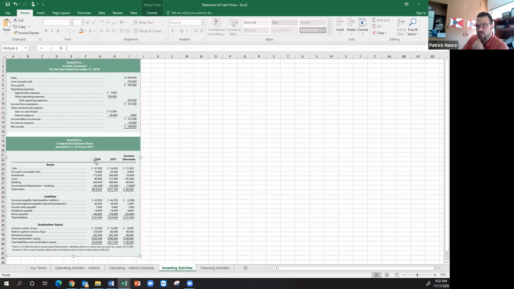So this is Rundle Incorporated. We use this for all the operating, investing, and financing. So when we look at long-term fixed assets, we start kind of here with land. As you can see, from 2007 to 2008, our land went from $125,000 to $80,000, so it declined by $45,000.